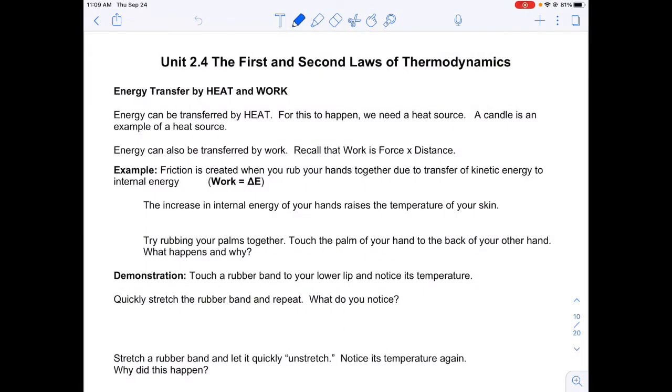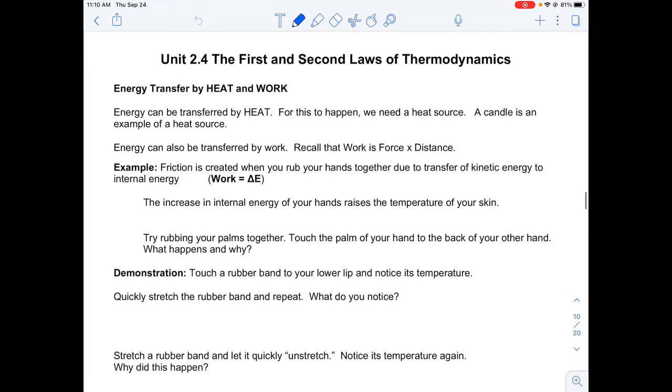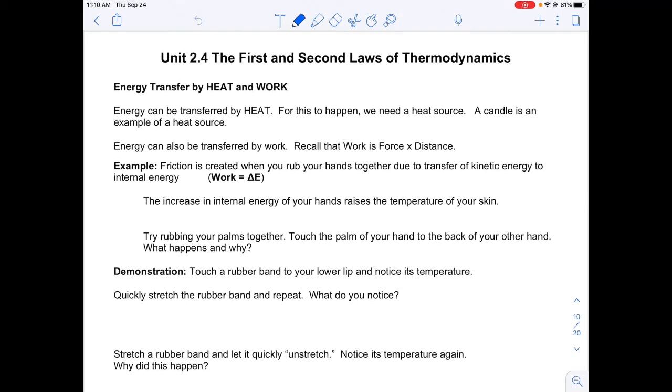Here are the notes for Unit 2.4, the first and second laws of thermodynamics. We've been talking about heat and temperature, and energy can be transferred by heat, but for this to happen, we need a heat source. Often, a heat source is something simple like a candle or some kind of combustion. Energy can also be transferred by work. Remember that work is force times distance. And here are a couple of everyday examples of how energy can be transferred by work.